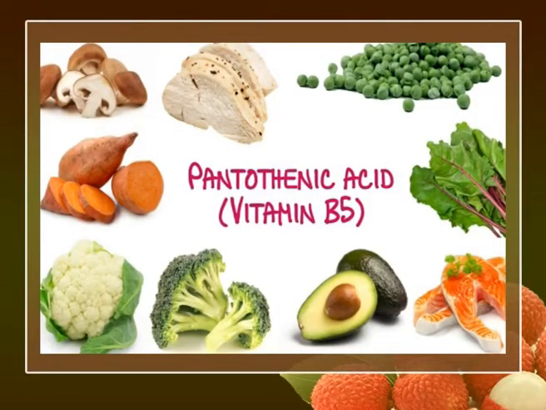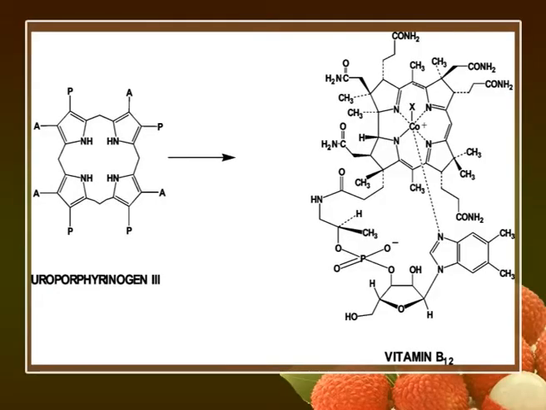Next is vitamin B5 or pantothenic acid. Pantothenic acid is involved in the oxidation of fatty acids and carbohydrates. Coenzyme A, which can be synthesized from pantothenic acid, is involved in the synthesis of amino acids, fatty acids, ketones, cholesterol and antibodies. Next is vitamin B12 or cobalamin.